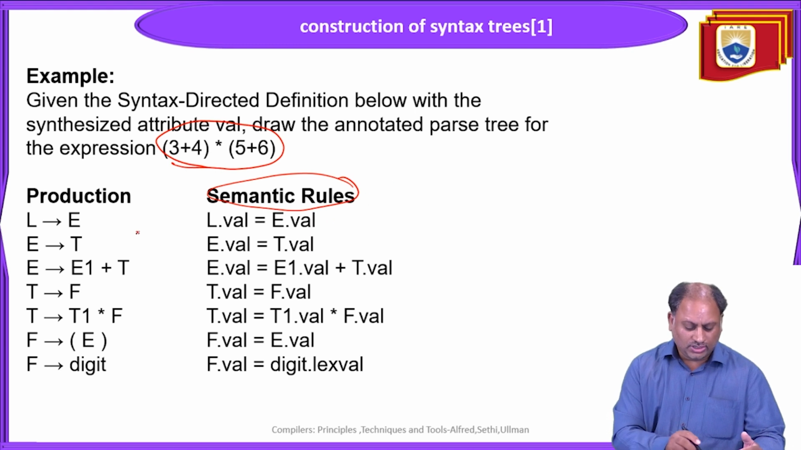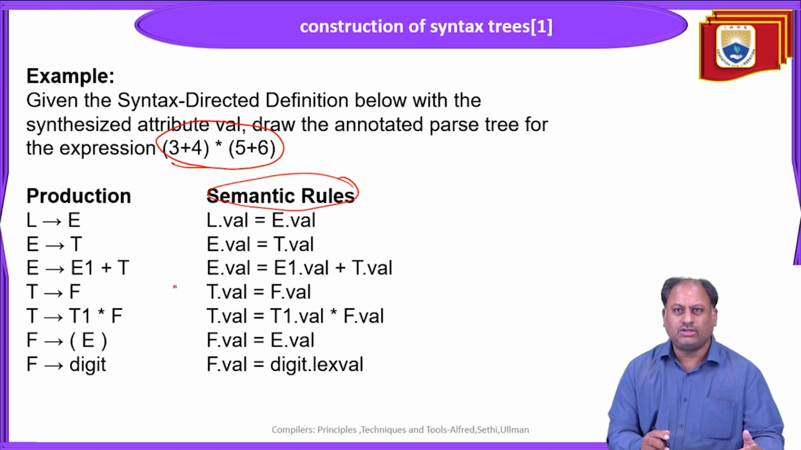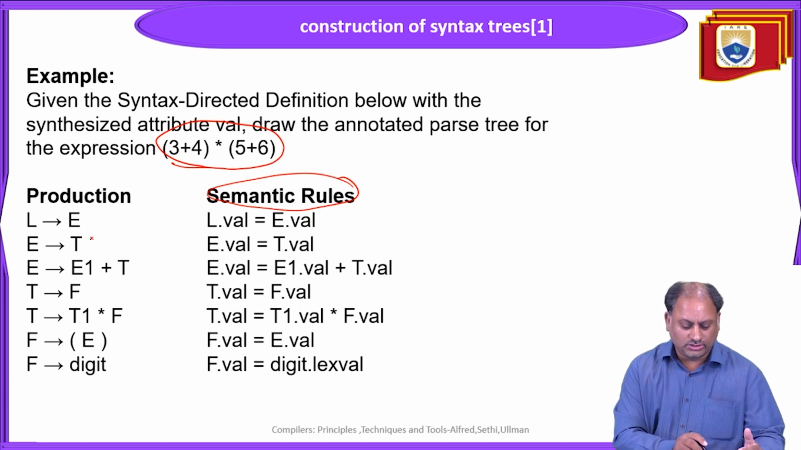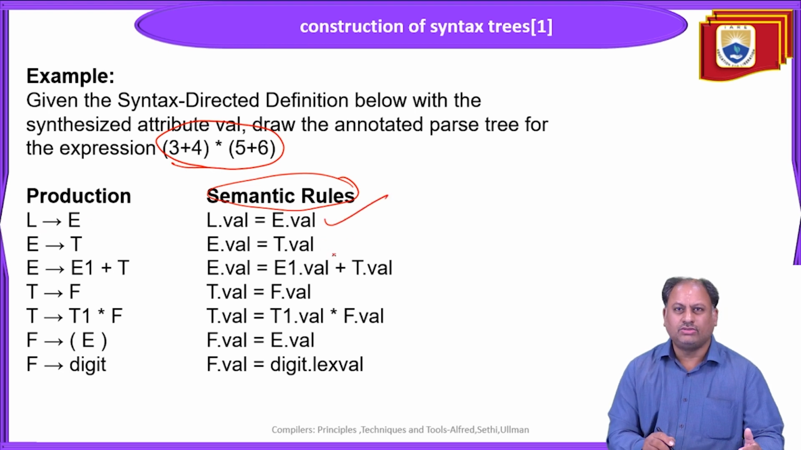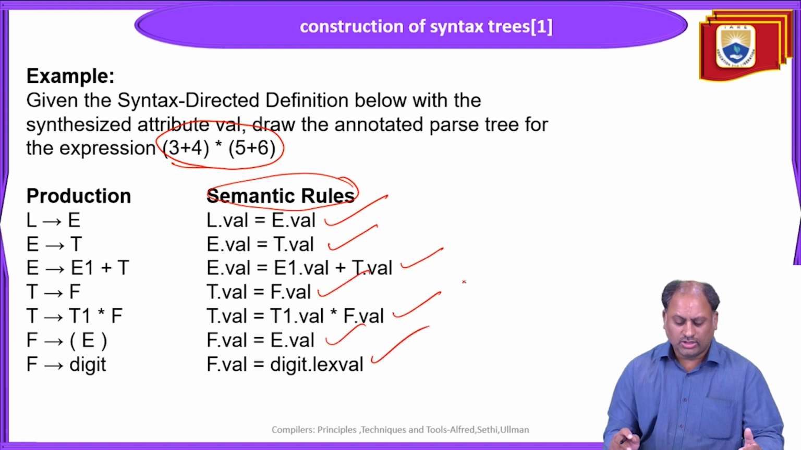So here a set of different productions are given, but the attribute associations are very simple. Why? Because in the previous examples we have also calculated like this. It is the particular dot val association of each of the variables. For example here, L dot val equal to E dot val. Similarly for the second, third, fourth, we have to compute each and every one. Here E dot val equal to T dot val, E dot val plus T dot val, and T dot val equal to F dot val. We described this in the previous example.